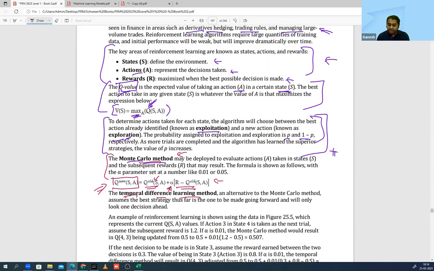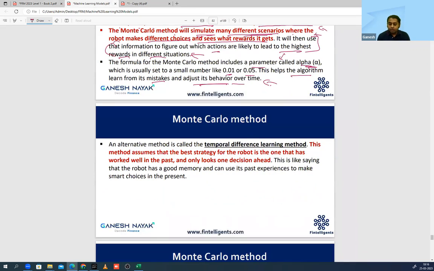The same logic. The second, alternative approach is called the temporal difference learning method. This method assumes that the best strategy for the robot is the one that has worked well in the past, only looking at one decision ahead. That means in this case, the exploration is going to be very, very low. You'll always try to exploit your historical part.